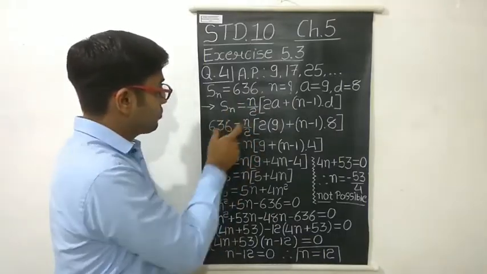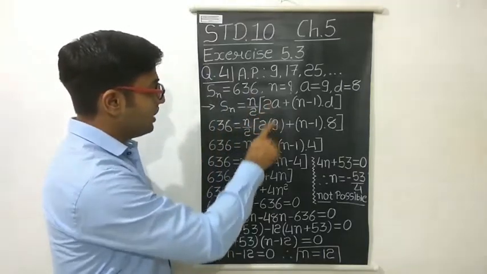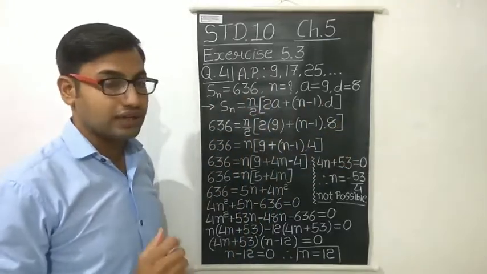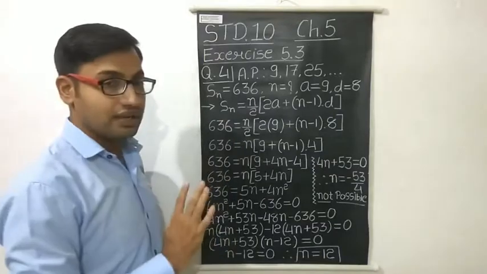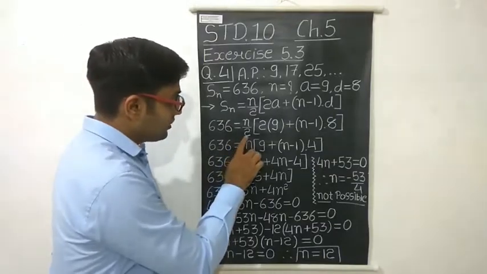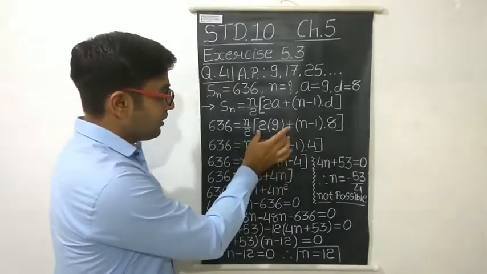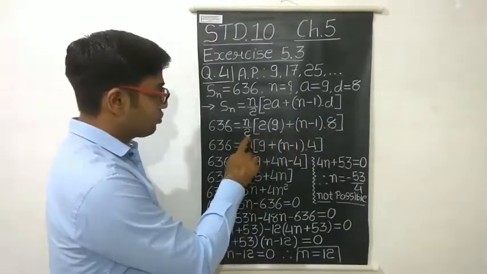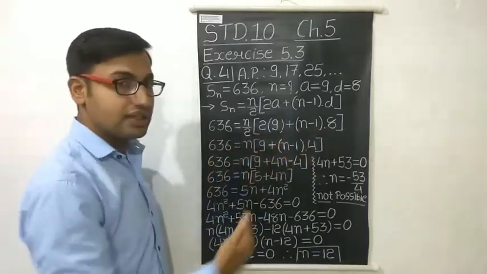So Sn is equal to 636, n by 2 remains as it is, 2, a is equal to 9, n minus 1, d is equal to 8. Okay, now this 636 remains as it is. Take this 2 inside the bracket, then what will happen? It will divide this term and this term, right? Because 2 is out of the bracket, so it will divide both the terms in the bracket.